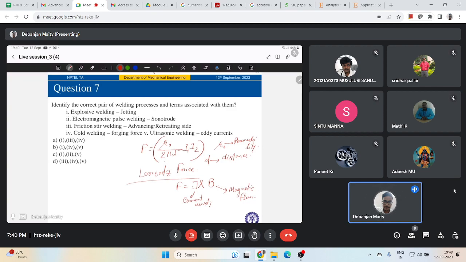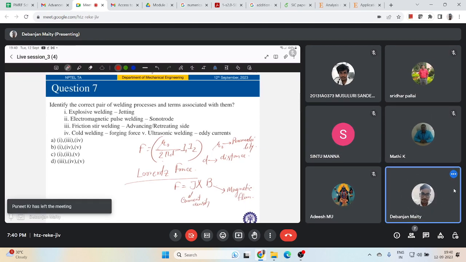Now, in electromagnetic pulse welding, you use a capacitor bank to store energy, which is charged through a DC power supply. You use the DC power supply to charge those capacitor banks as an energy source, and then that energy is discharged through a work coil, and the welding time is very less. It is something like in between 30 to 50 microseconds. The welding time is very less here.